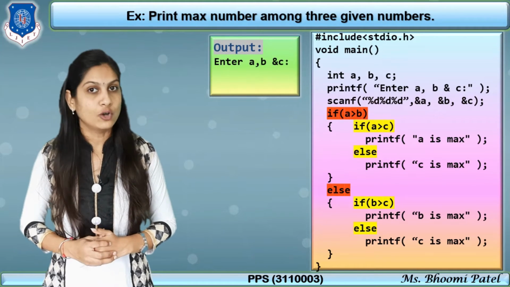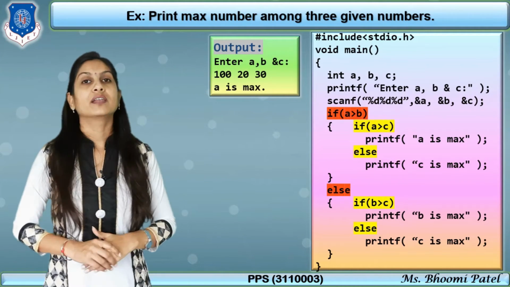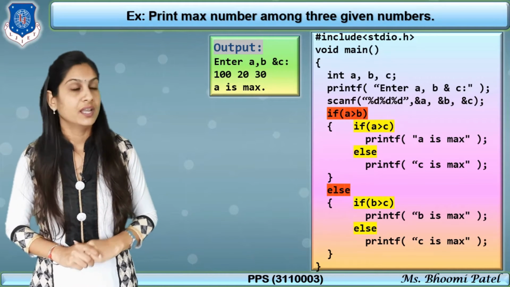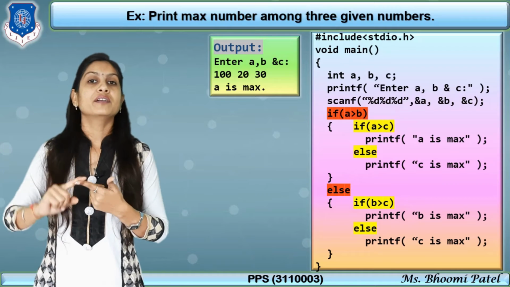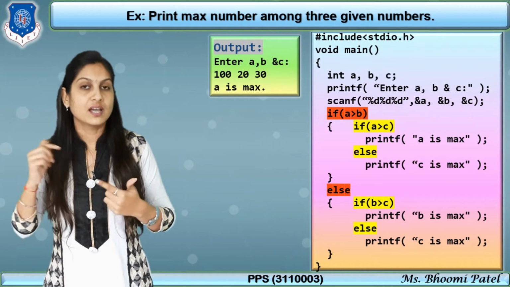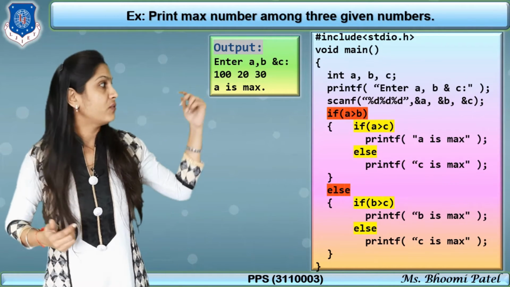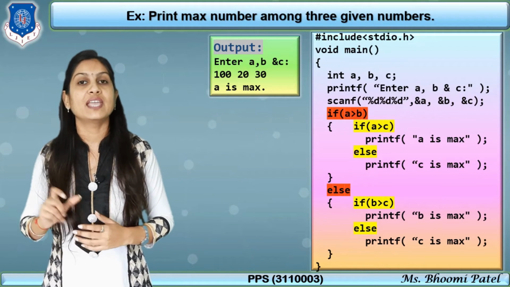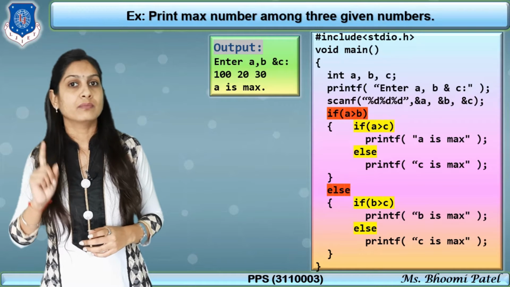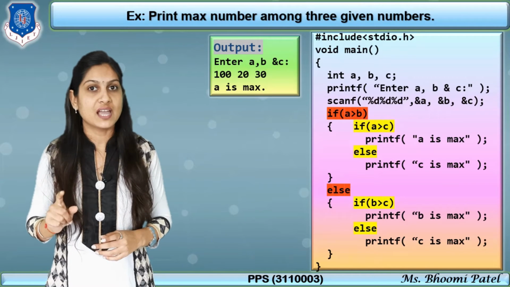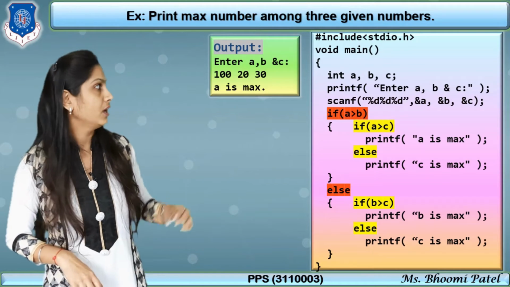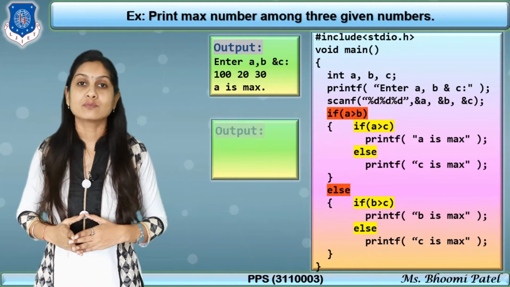Now check the output. Suppose I enter a equals 100, b equals 20 and c equals 30. In this case, is 100 greater than 20? Yes. Is 100 greater than 30? Yes. Both the first and second conditions are true and the message displayed will be a is max. Again, at a time only one statement will be executed. So the message is a is max.